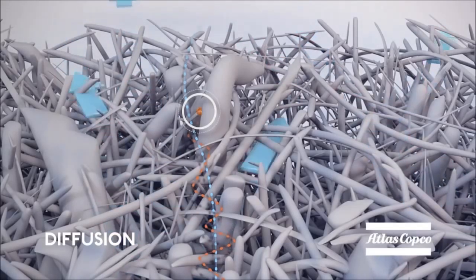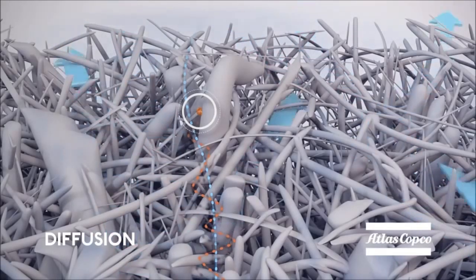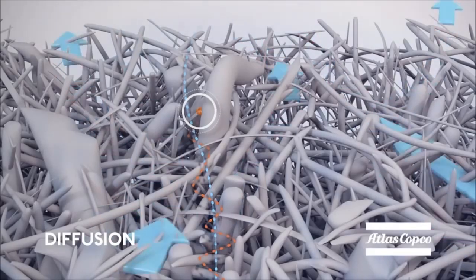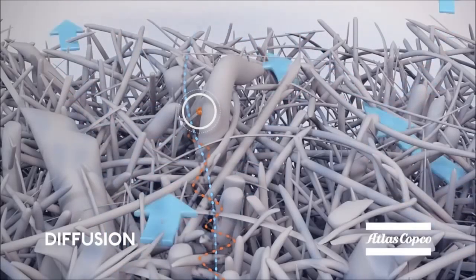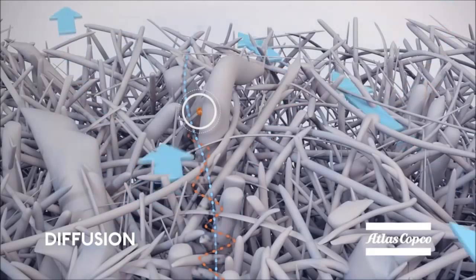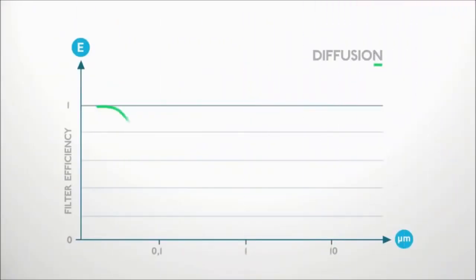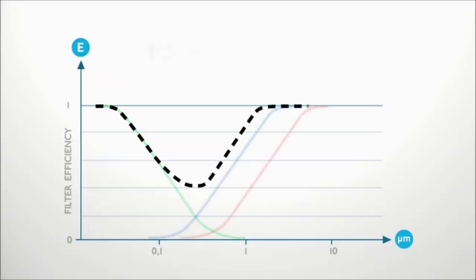The smaller the particle is, the higher its freedom of movement, and therefore the higher the probability that it will encounter a fiber. Capture by diffusion becomes more important with decreasing particle size. The total filter efficiency is the result of the combination of these 3 filtration mechanisms.